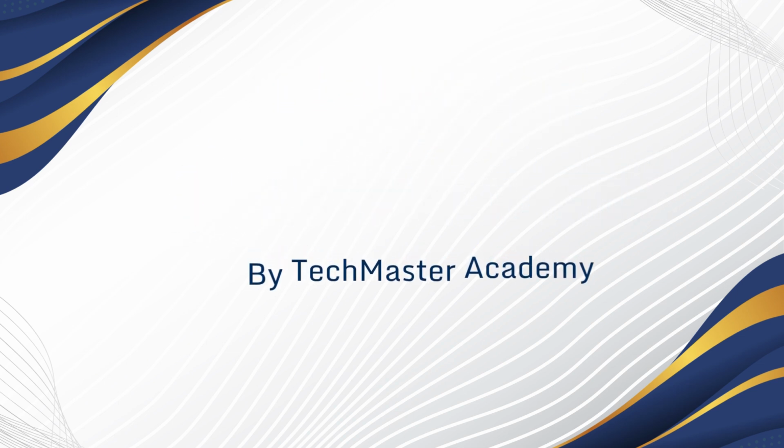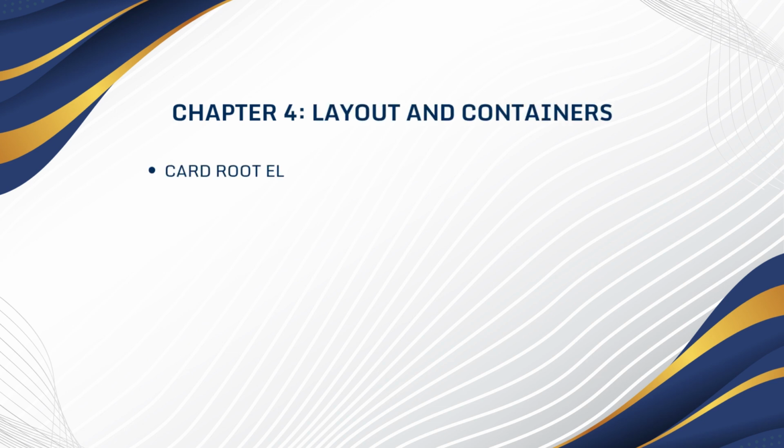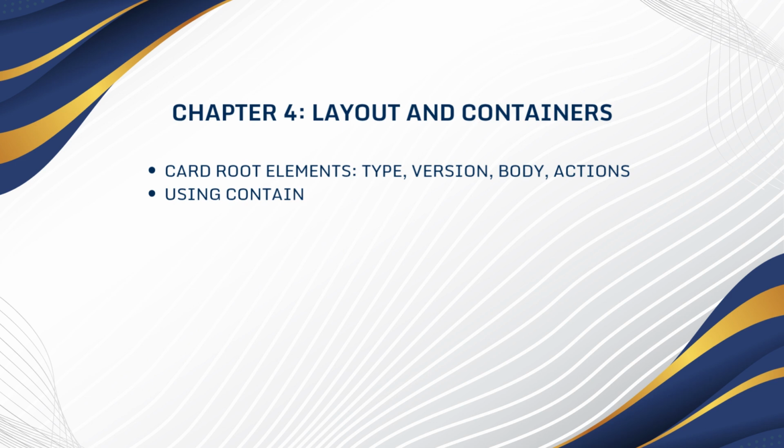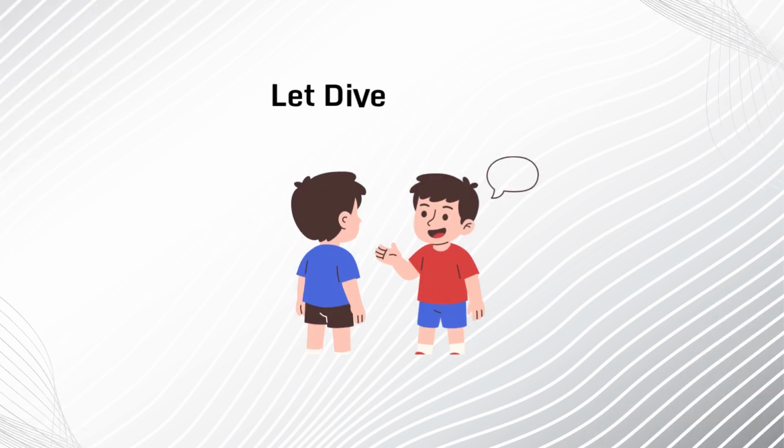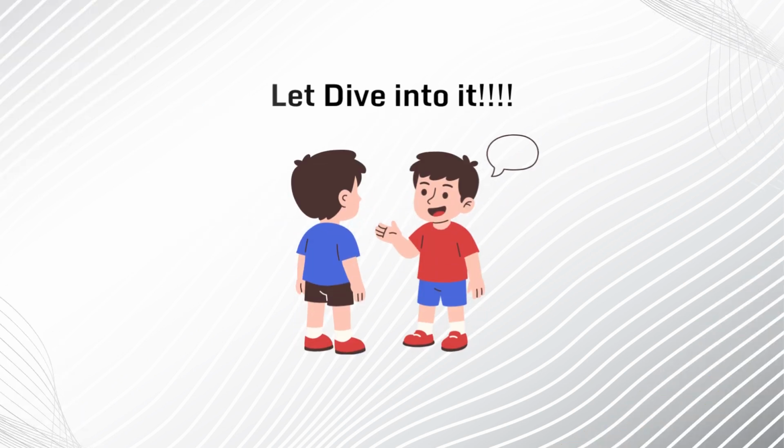Today we're covering Chapter 4, Layout and Containers in Adaptive Cards. In this chapter, we'll be exploring four important topics: card root elements, type, version, body, and actions. Using containers and columns for organizing content, spacing, padding, and separators for better visual design. Responsive layout basics to make your cards look great on any device. So let's dive right into our first topic.